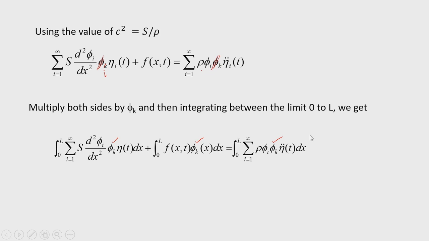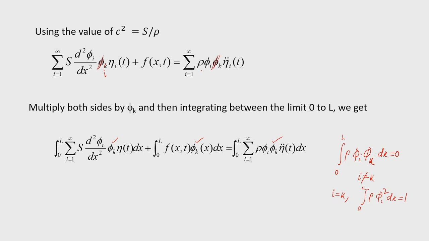The intention is to use the orthogonality condition so that the summation may not come, because only one term will remain due to the orthogonality condition. Phi i phi k dx integrated over the domain of the string will give you zero if i is not equal to k. This condition we already know. But if i is equal to k, then if the normalized mode shape is used, this integration is equal to 1. Okay.